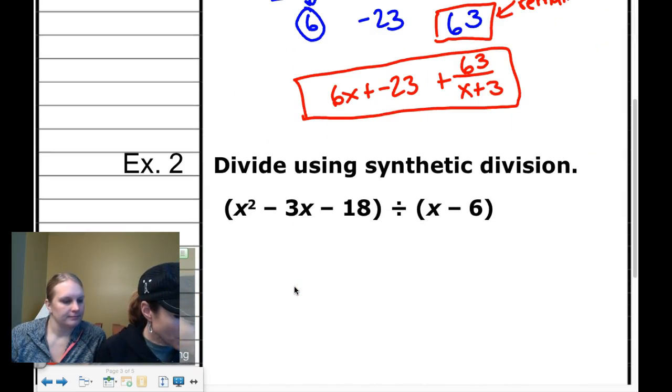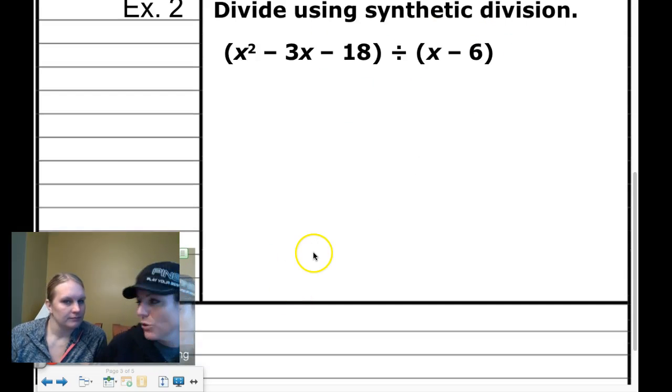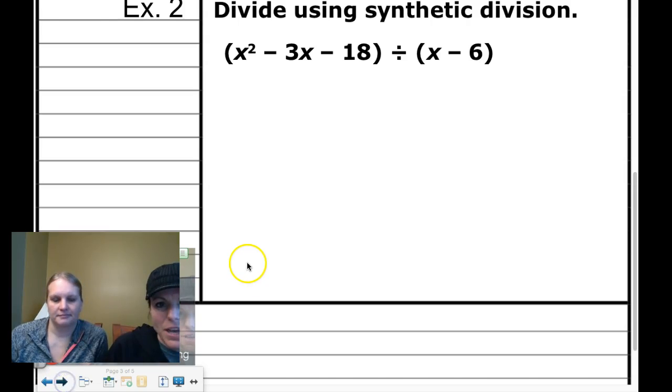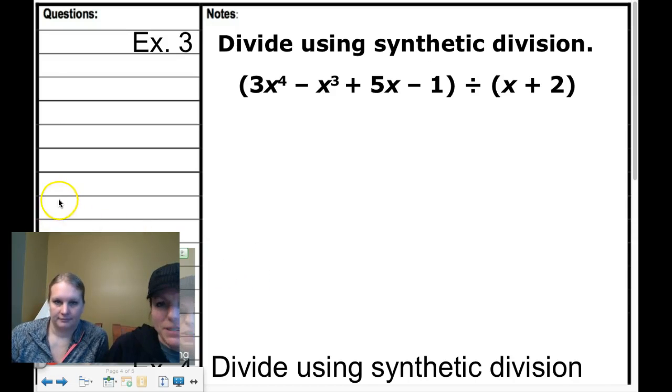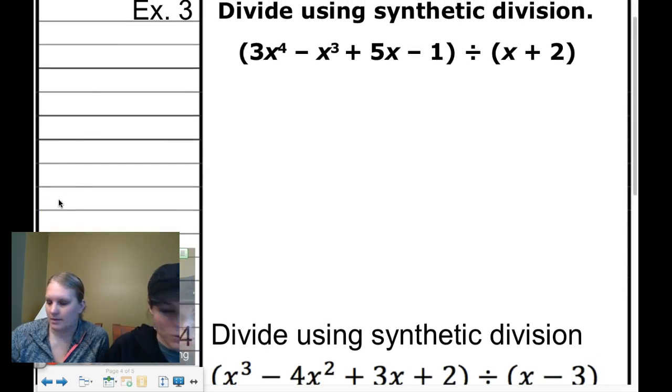Should we do example 2, or do you want to go to one that has a 0 coefficient maybe? Let's do a 0 coefficient. Okay, so let's save example 2 then. Example 3 has a 0 coefficient, so let's do example 3.